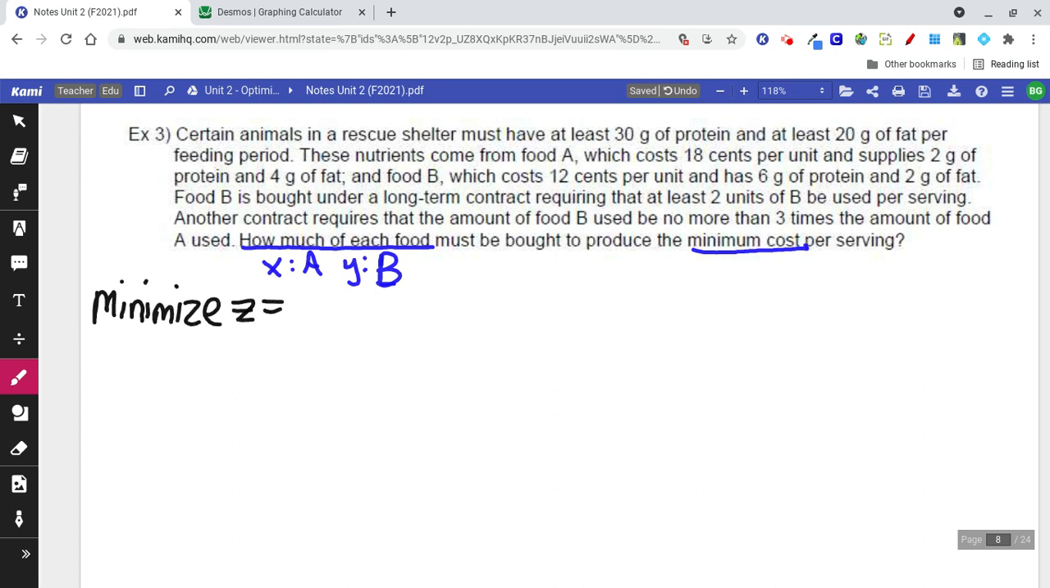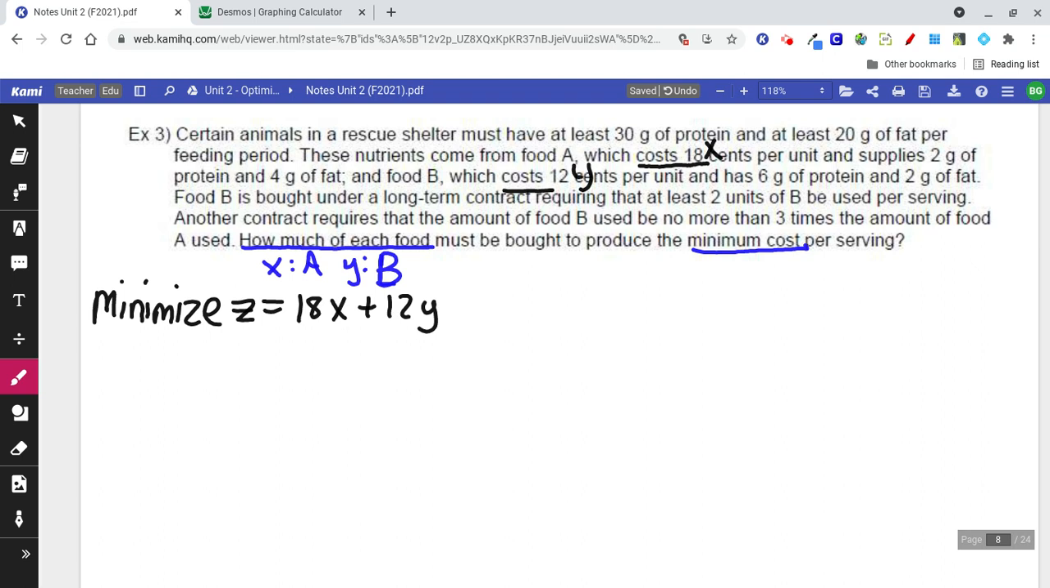Minimize Z equals. So the first thing I would do is go through and look for the numbers that are talking about cost. Notice you see cost 18 cents right there and cost 12 cents. They're talking about food A here and food B here. So you've got 18 cents for food A plus 12 cents for food B.